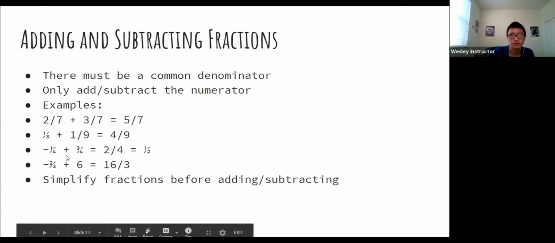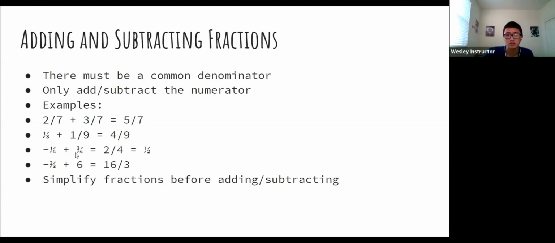All right, same thing with -1/4 plus 3/4. They already have a common denominator. So all you guys got to do is add the numerators. So -1 plus 3, that's the same thing as 3 minus 1, if you guys remember from adding and subtracting integers. So that equals 2/4, and that simplifies to 1/2.